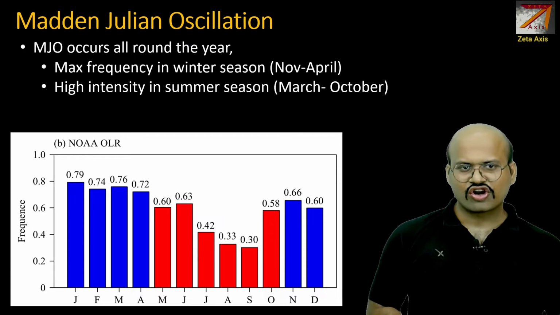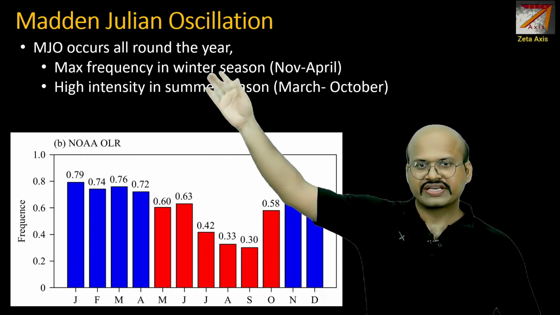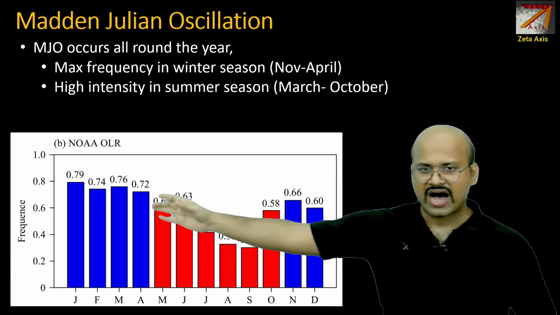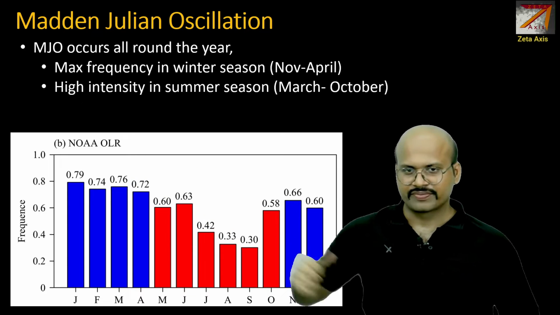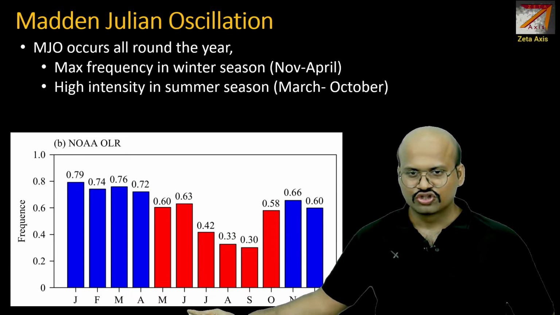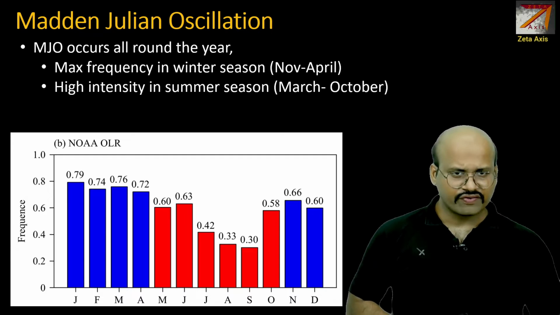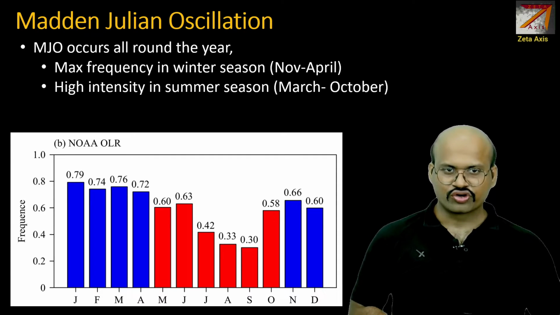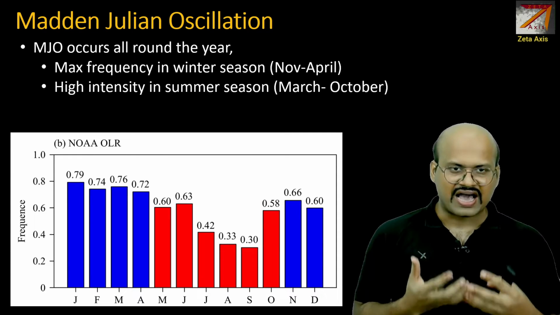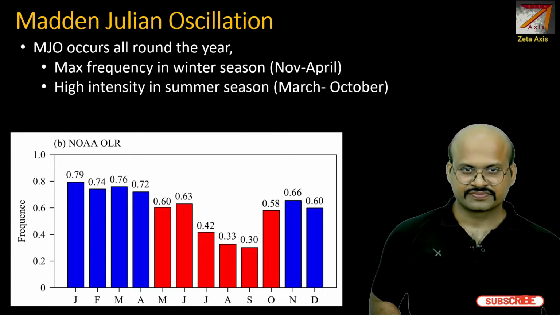The MJO can occur throughout the year. Here we can see that the MJO occurs in winter as well as in summer. But the frequency in winter is higher, as we can see by these blue columns. And the frequency in summer is comparatively lower. So we can see that this is June, July, August, September, October, where the frequency of MJO is less. However, the intensity of the MJO is higher in the summers. That is, the air will move with much higher velocity. The impact will be higher for the MJOs in the summer season.